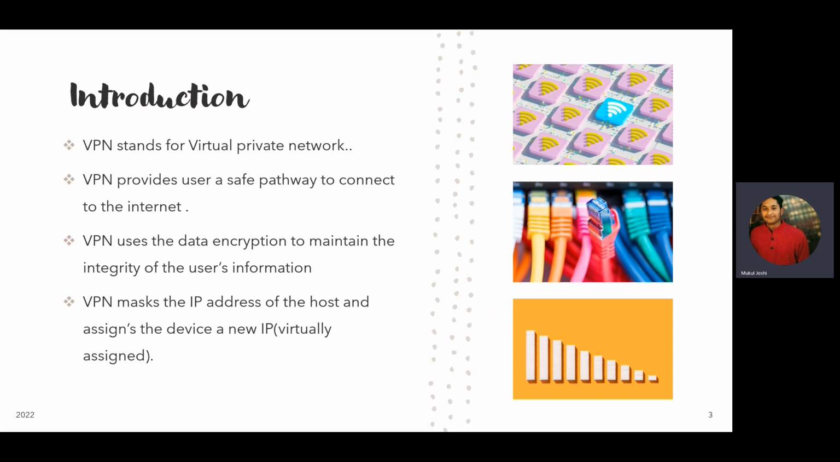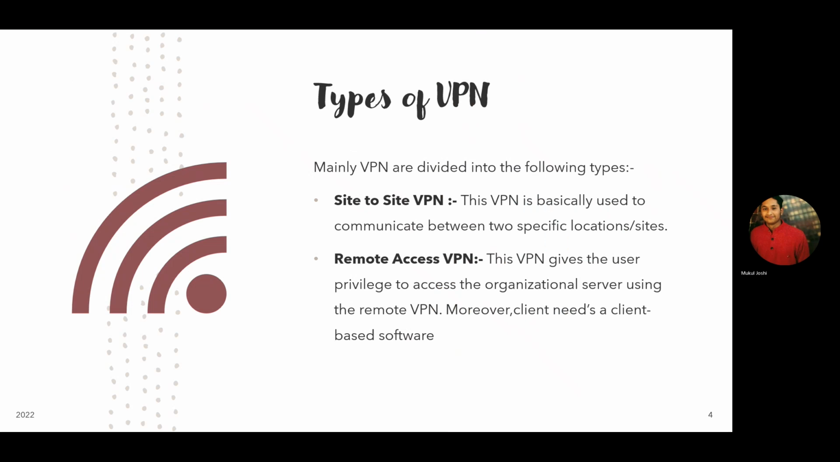The third one is that the VPN uses data encryption to maintain the integrity of the user information, as I already mentioned. Last but not the least, a VPN masks the IP address of the host and assigns the device a new IP, virtually assigned. So basically, when a user connects to a VPN, that VPN is going to assign a new IP to that user. So let's just move on.